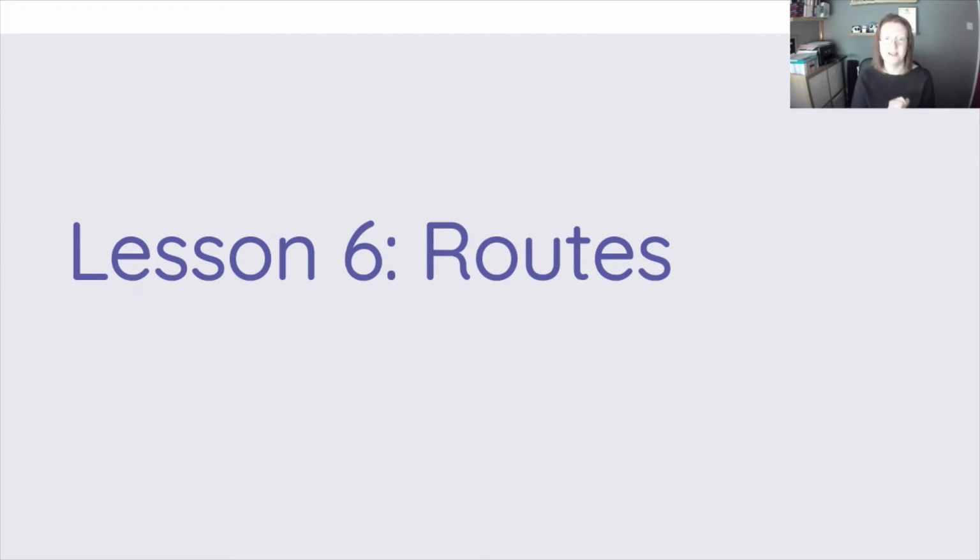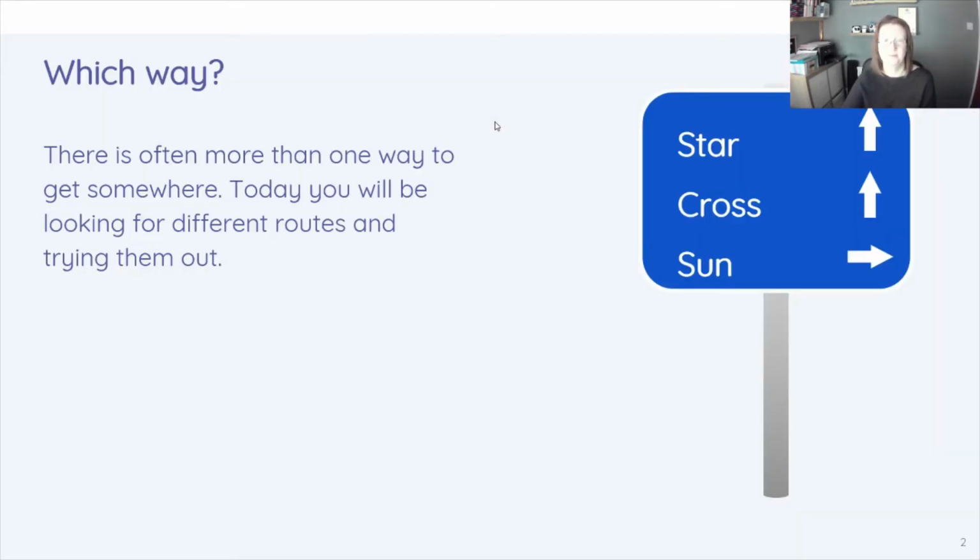We've looked at the directions, forwards, backwards, left, right, and how they can be put together to build up a program so we can get from one place to another. So this time we're looking at those routes, those different ways we can get to one place or another. There is often more than one way to get somewhere. We did touch on that, where we looked at 2 different ways to get from one place to another. Today we're going to look for those different routes and try them out.